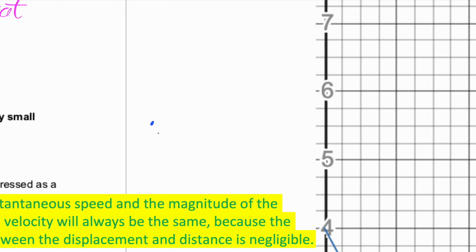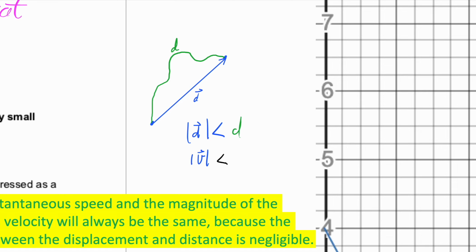However, let's say we started at this position here and ended at that position there. In that case, let's say the actual journey was something like this, a curvy path. Let's say we're walking along a river or something like that. Our distance is the full length of this pathway, but the displacement is the straight line connecting the initial and the final position. It's a vector, so it has a magnitude and a direction. Here you can see that the magnitude of the displacement is less than the distance, and that would mean that the magnitude of the average velocity would be less than the speed.